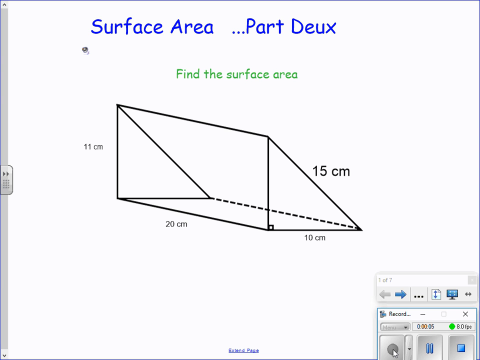And we're back at it again for another day. As you can see here, this is called surface area part two. We're going to continue on what we were talking about in the previous lesson and go a little bit more in depth with it this time.